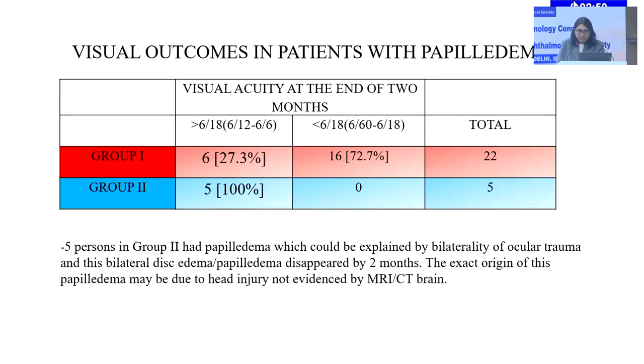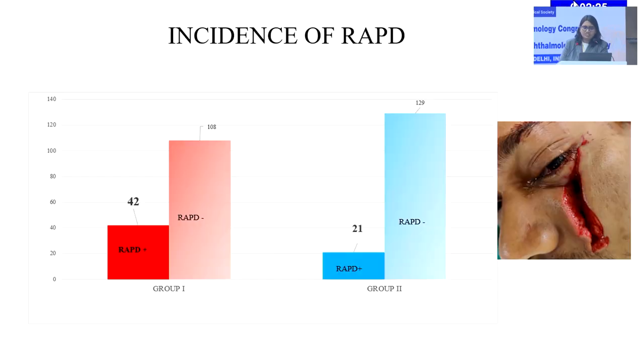We also analyzed the visual outcomes in patients with papilledema. In group 1, about 27.3% of the patients had a visual recovery of more than 6/18, whereas in group 2 it was 100%. The 5% in group 2 who had papilledema could probably be explained by the bilaterality of the ocular trauma. The exact origin of the papilledema may be due to a head injury which was not evidenced by any radiological investigations.